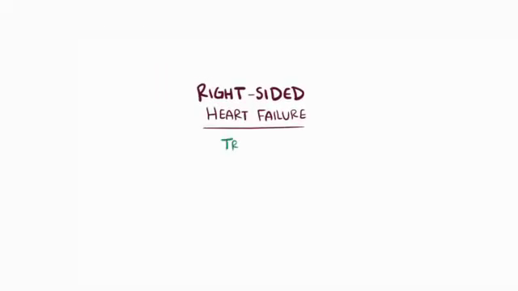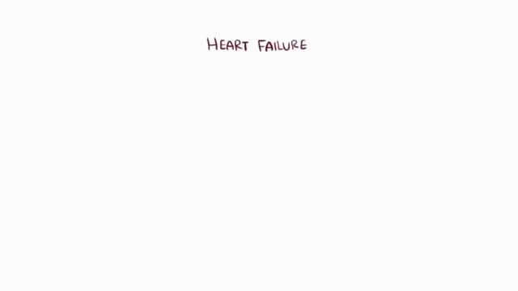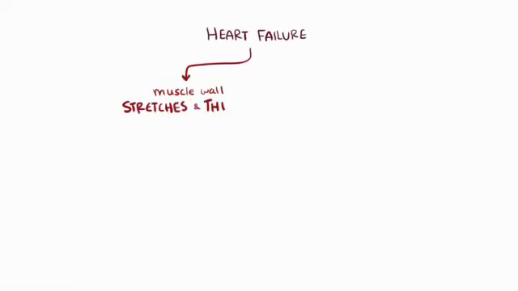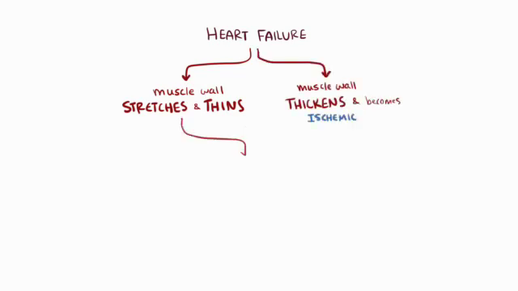Right-sided heart failure will be treated similarly to left-sided heart failure, especially because it's often a result of left-sided heart failure. Therefore, medications like ACE inhibitors and diuretics might be prescribed. With heart failure, we saw that sometimes the muscle wall can stretch and thin out, or sometimes it can thicken and become ischemic. In either case, those heart cells get irritated, and this can lead to heart arrhythmias.